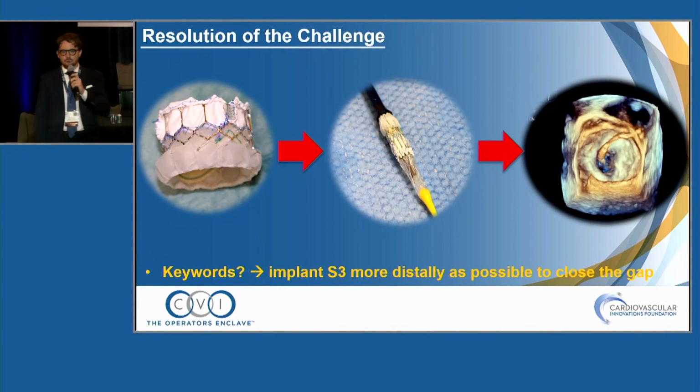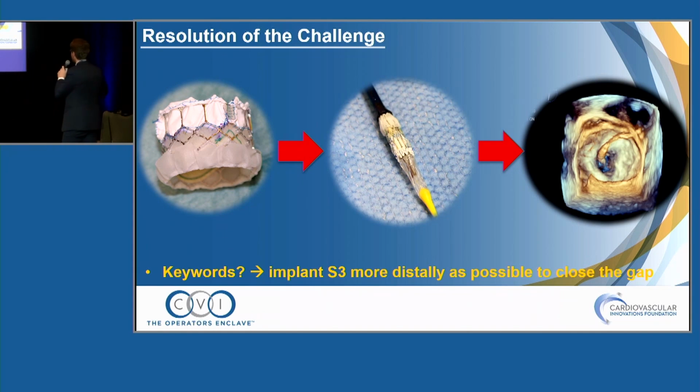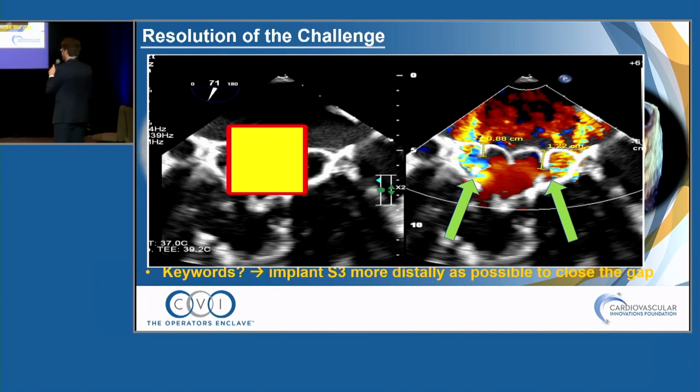So the idea was to take a Sapien 3 Ultra, because we know that the Sapien 3 Ultra has a higher covered frame, and to cover it with PTFE struts in order to have a customized, fully covered valve, crimp it in the delivery system and deliver the valve. Seems easy, not that easy. This was the idea, to be distal.